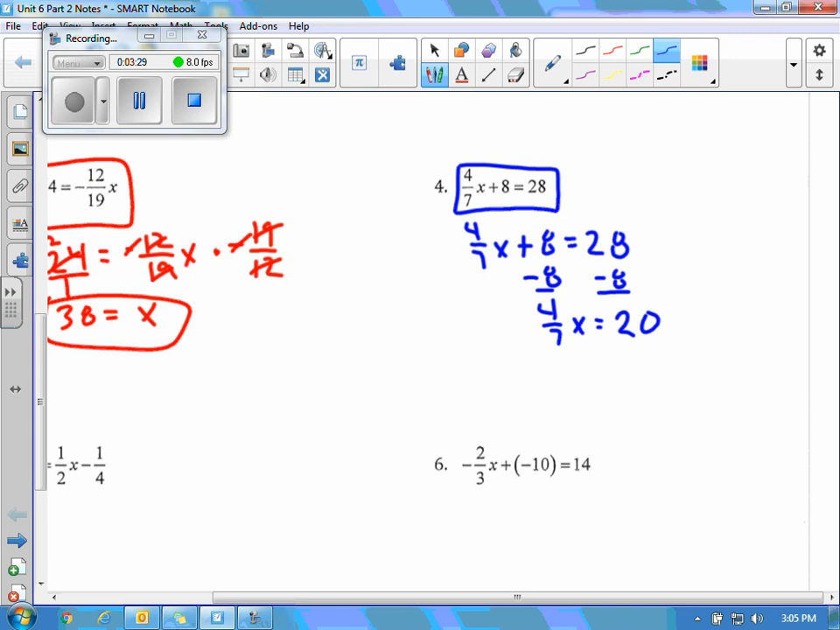So now I just have the fraction coefficient and the variable on the left side. So I'm going to multiply by the reciprocal, 7 over 4. Multiply this side by 7 over 4. 7 cancels, 4 cancels, so I just have x. I'm going to write this over 1. Now, 20 and 4 can reduce. 20 divided by 4 is 5. 4 divided by 4 is 1. 5 times 7 gives me 35. So that's my final answer there.